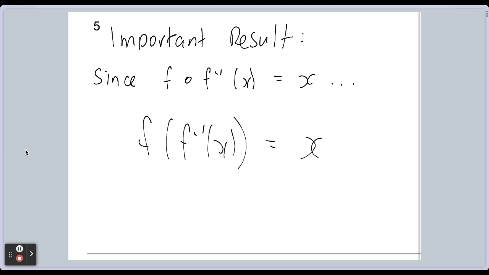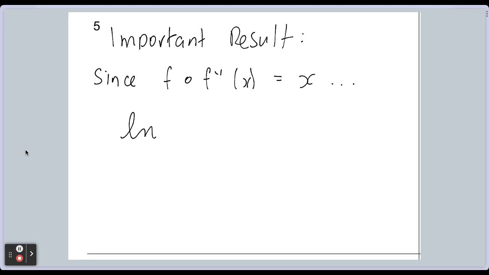Since that's true, since F composite F inverse of X is always equal to X, then we can say the following things. We can say that the natural log, log base E, is called the natural log. That's why it's ln, natural log. Why it's called the natural logarithm, you can watch the video to see why. So when you hear me say the natural log, I mean log base E.